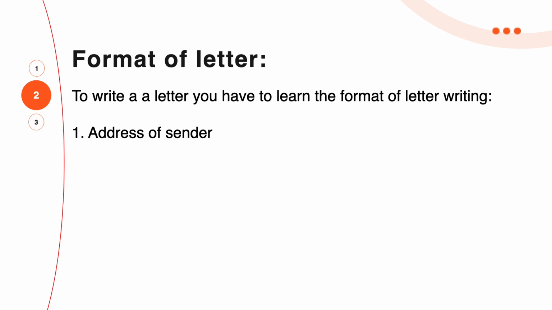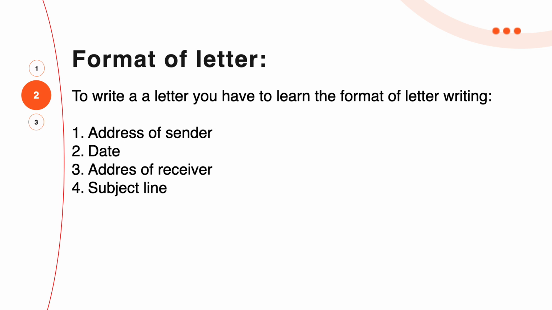First is the address of the sender. You have to write this at the top of your letter. The second is the date. You write it after the address. Third is the address of the receiver. You write it after the date because you want to show who you are giving the letter to. So first you write your name and address, and then you write the receiver's name and address.